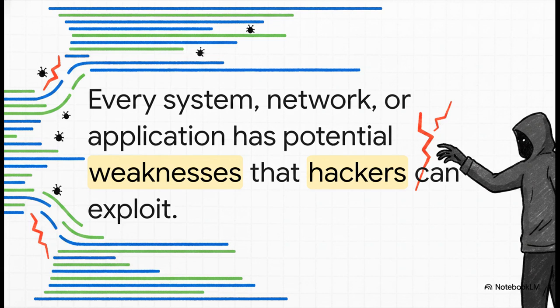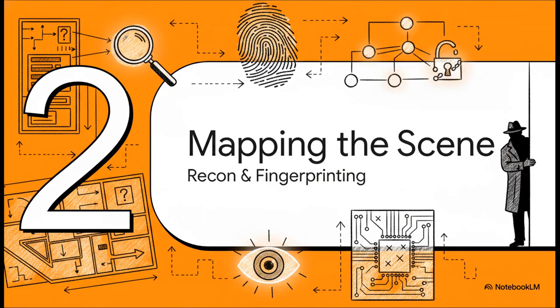So here's the fundamental problem, right? All software is written by people, and, well, people make mistakes. These little mistakes can create hidden flaws. Could be a bug, a bad configuration, or just something someone overlooked. And those become potential entry points for attackers. And that brings us to the first real phase of the investigation, casing the joint.